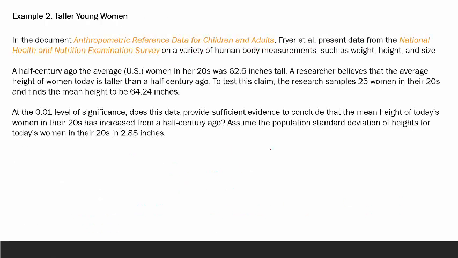So this example is about taller, younger women. In the document Anthropometric Reference Data for Children and Adults by Fryar, they present data from the National Health and Nutrition Examination Survey. That survey is done on a variety of human body measurements, such as weight, height, and size. So a half century ago, the average U.S. woman in her 20s was 62.6 inches tall. Okay, so this was 50 years ago.